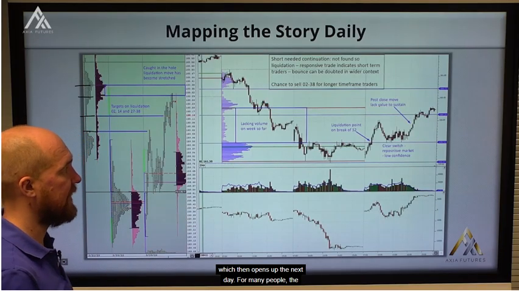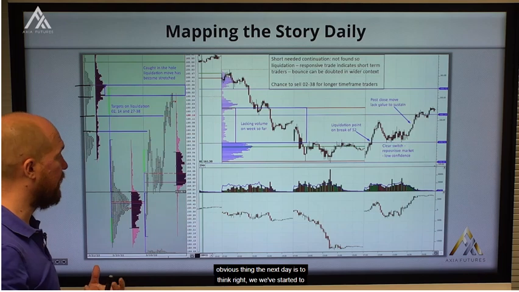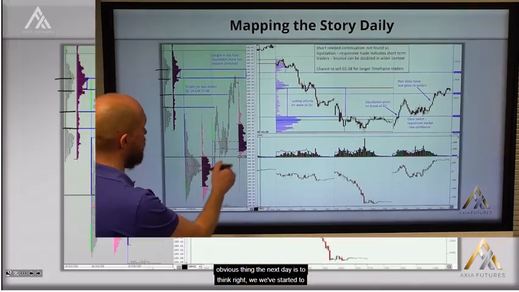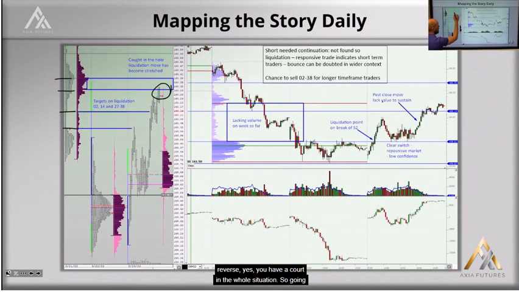Which then opens up the next day. For many people, the obvious thing the next day is to think, right, we've started to reverse. Yes, you have a caught in the hole situation. So going in, just looking at the end of this day, you can look at this thinking, right, that's quite a reasonable drop. And then we might fill a bit of volume in here. And that's quite reasonable to see.